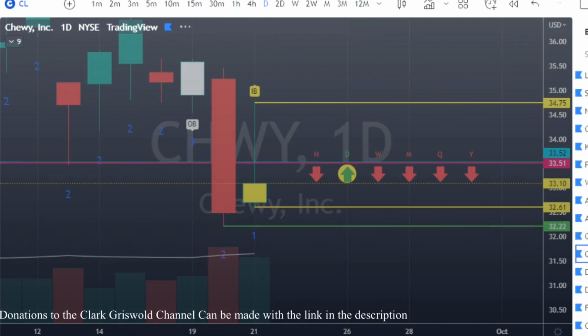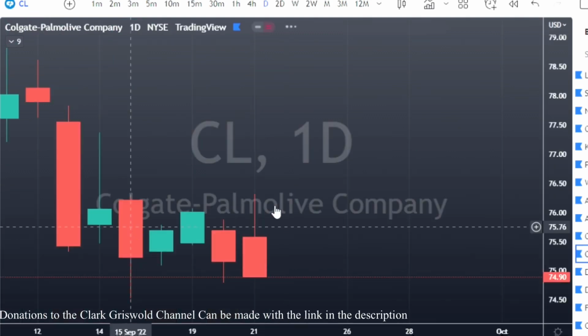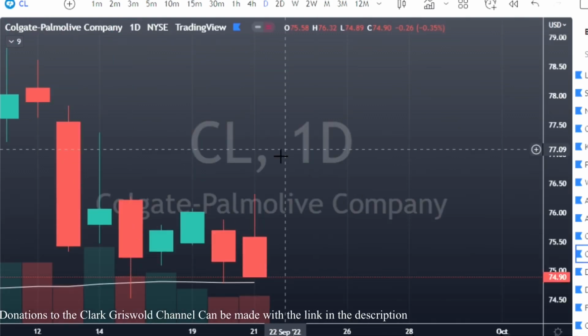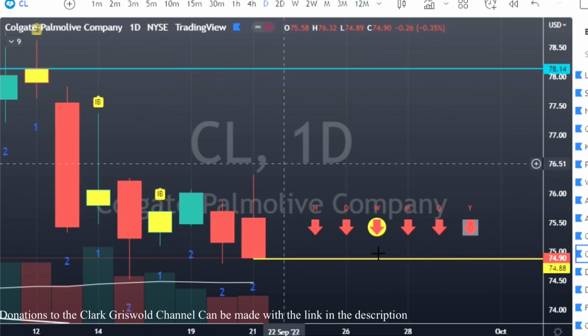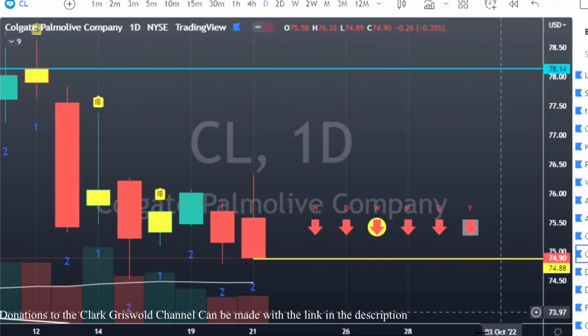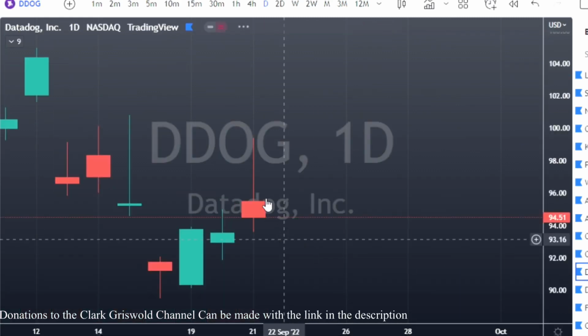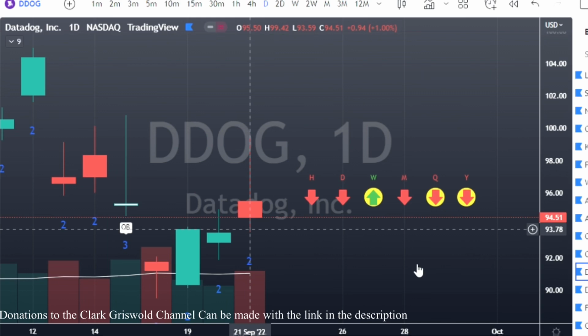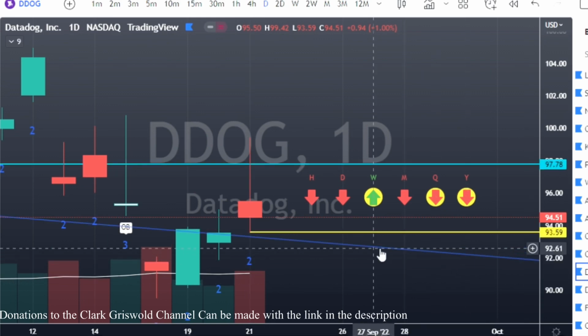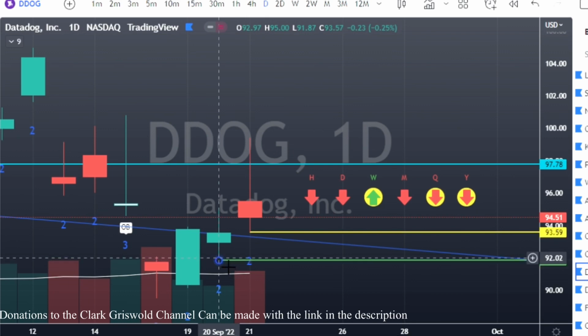Next up, CL. That's Colgate Palmolive, 2 up, finished red. We're going to look for puts on this thing. Full time frame to the downside. Puts at 74.90. Datadog, DDOG, 2 up, finished red. Shooter candle, puts at 93.59. This one has good magnitude to the downside. They're at 91.87. And full time frame to the downside once we trigger there.